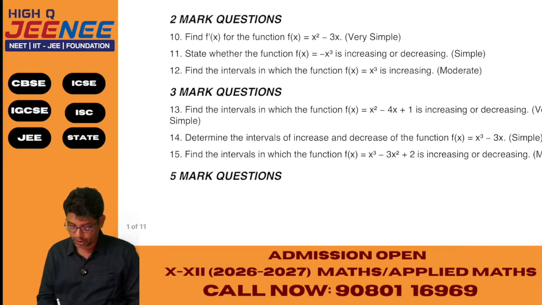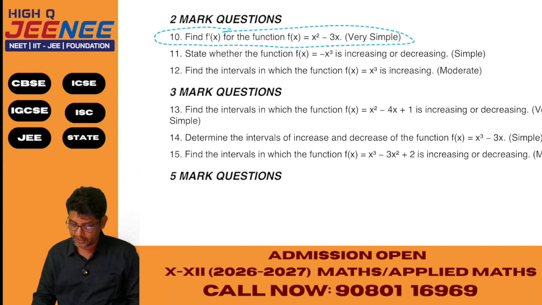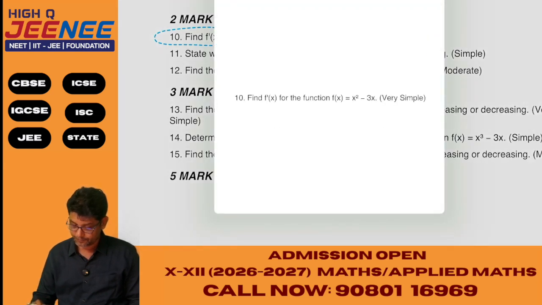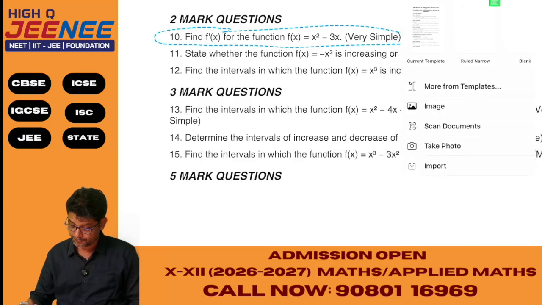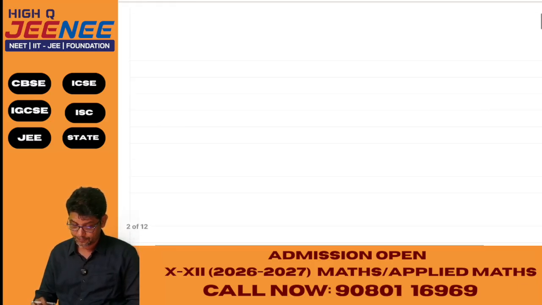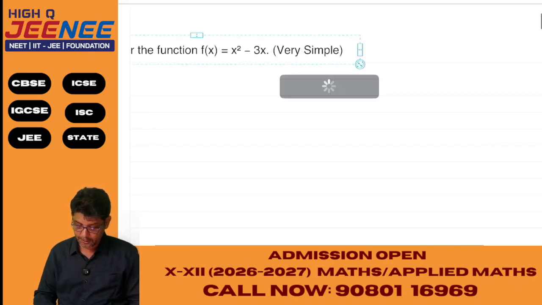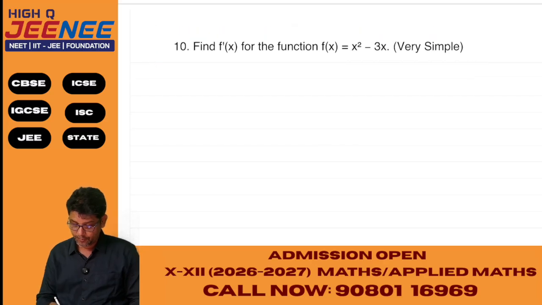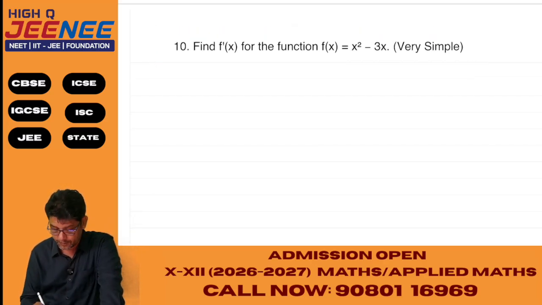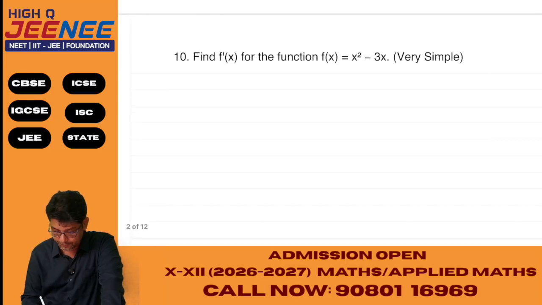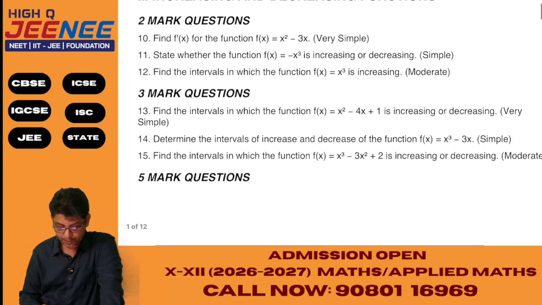Find f dash of x for the function f of x equals x square minus 3x. Shall we start? Please start. Directly find f dash of x. What is the answer? What is f dash of x? It is 2x minus 3. Okay. Next question.